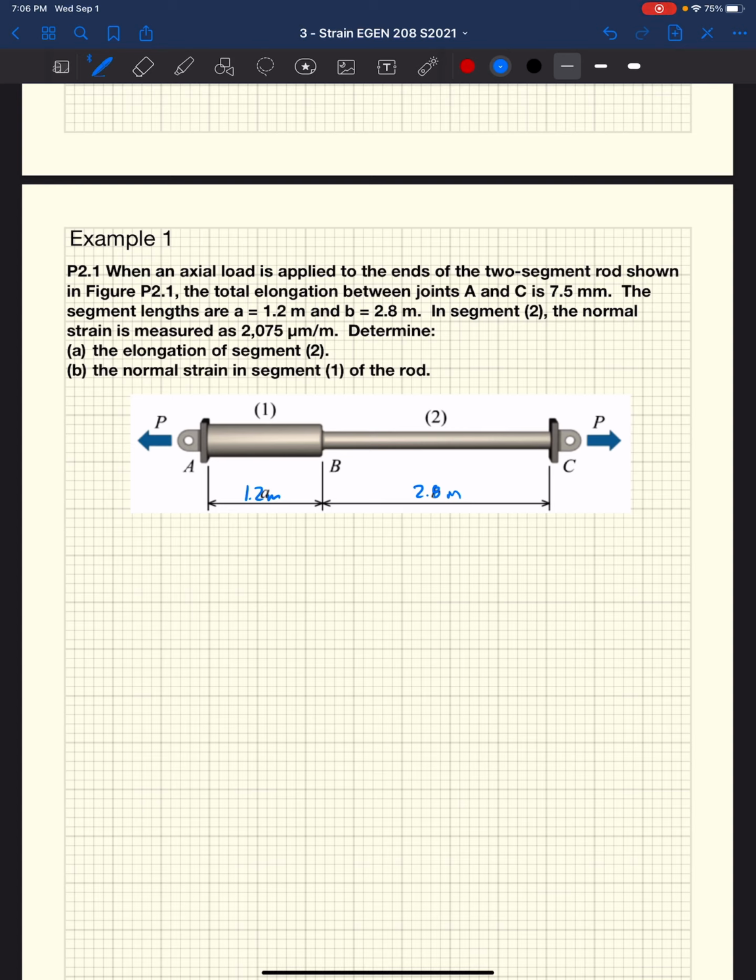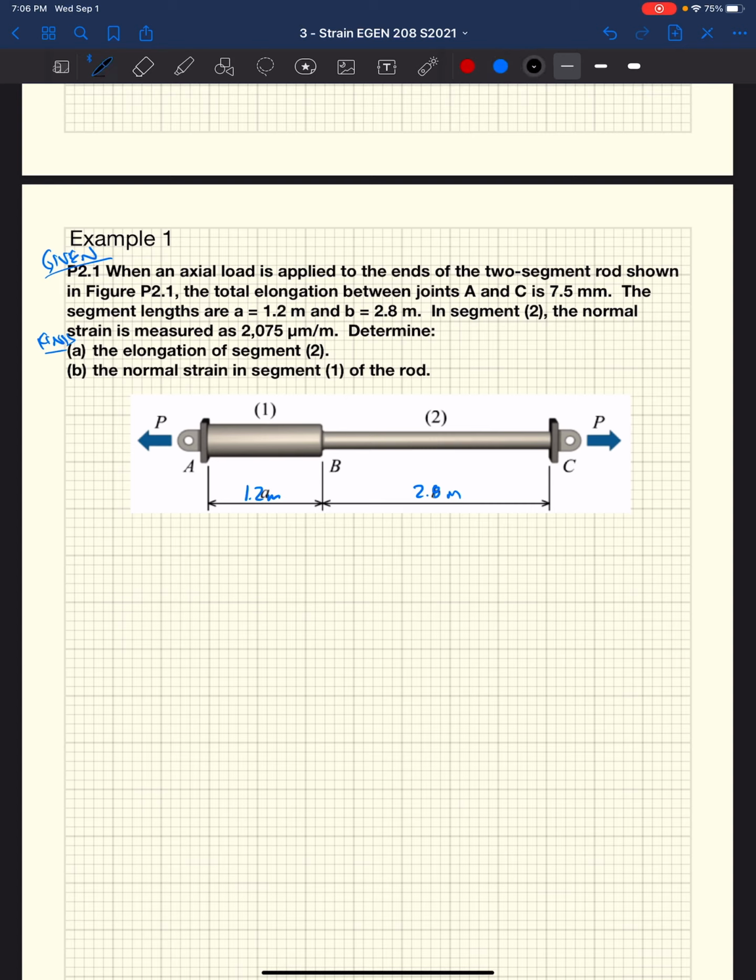In segment 2, the normal strain is measured as 2,075 micrometers per meter. And they want us to determine, so this was given, in our normal homework problem statement setup, they want us to find the elongation of segment 2 and the normal strain in segment 1 of the rod.